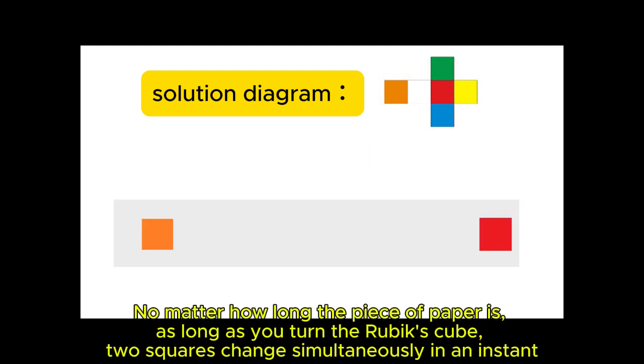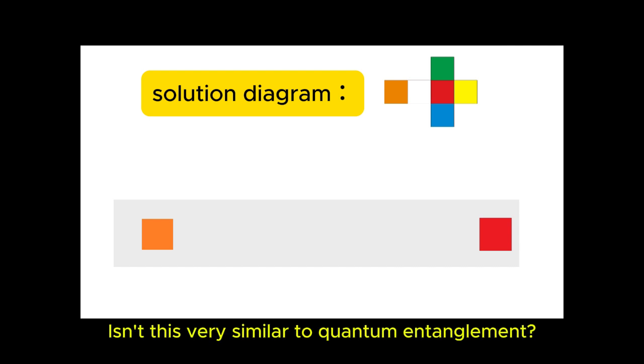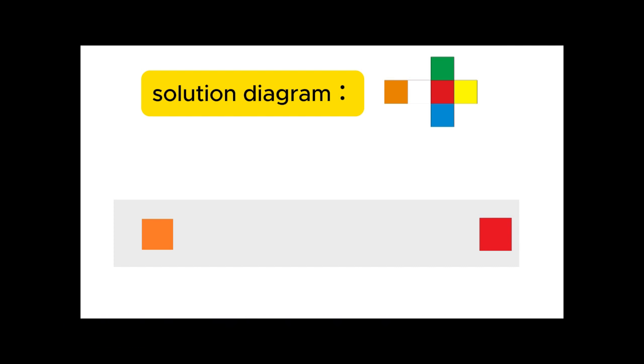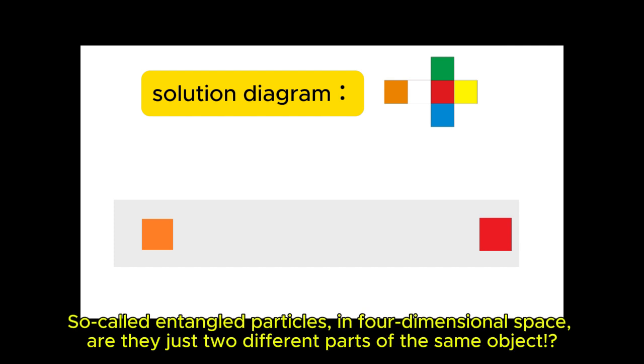No matter how long the piece of paper is, as long as you turn the Rubik's Cube, two squares change simultaneously in an instant. Isn't this very similar to quantum entanglement? A pair of entangled particles, no matter how far apart they are, have some kind of connection. This connection ignores distance. So-called entangled particles in four-dimensional space. Are they just two different parts of the same object?